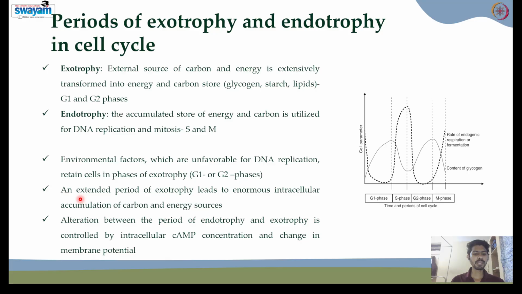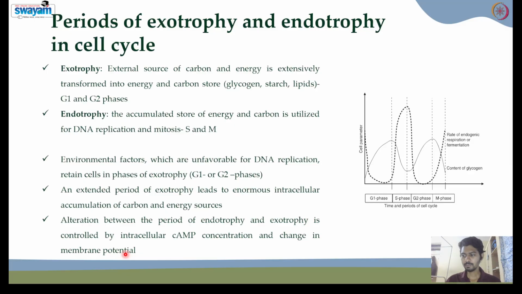An extended period of exotrophy, what happens? It leads to the intracellular over-accumulation of this carbon and energy resource. And the alternation between the periods of endotrophy and exotrophy is regulated by cAMP concentration and a change in the membrane potential. So this is the period of exotrophy and endotrophy in the cell cycle.